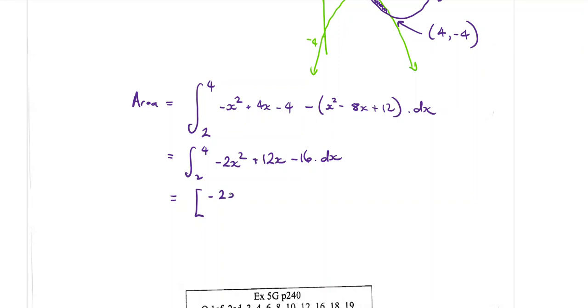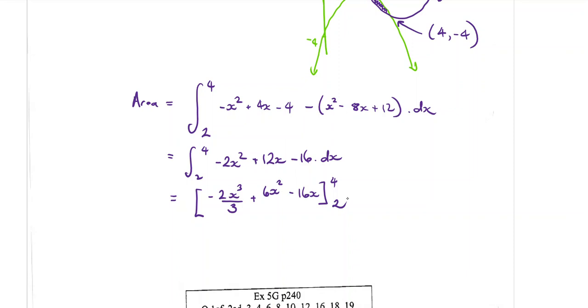Minus 2, add 1 to the power, divide by the power. 12x, adding 1 to the power would be x squared. I didn't write the 12 there because if I divide the 12 by the 2, it will become a 6. And then minus 16x. If you need to do more steps, then please do. I'm just trying not to make this spread out into multiple pages. But if you need more steps, you can definitely do them.